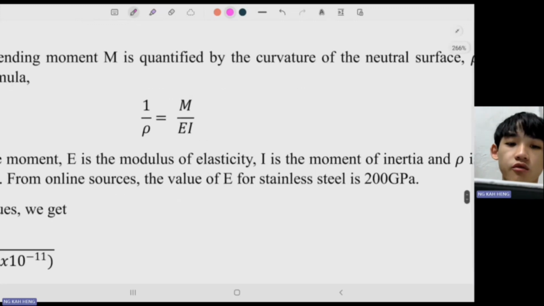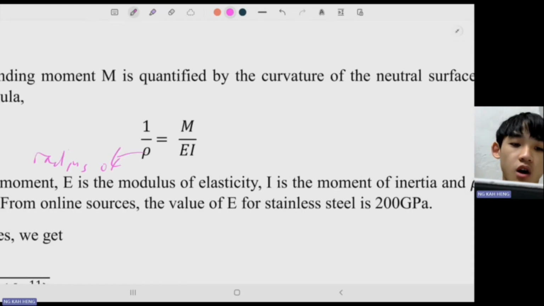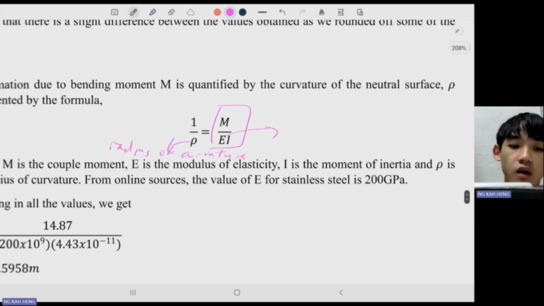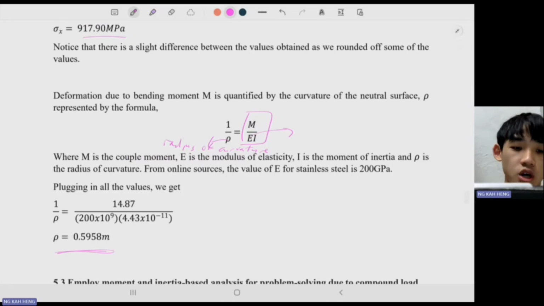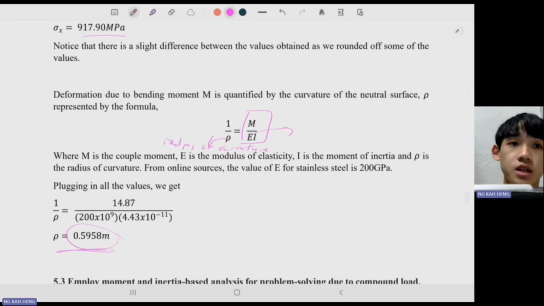Okay, we're using the formula. Actually, this is the radius of curvature, represented by ρ, and this is M over EI. E is the modulus value, I is the moment of inertia, and M is the moment. So we can just write in the values, and we can calculate the radius of curvature, which is 0.5958 meter.